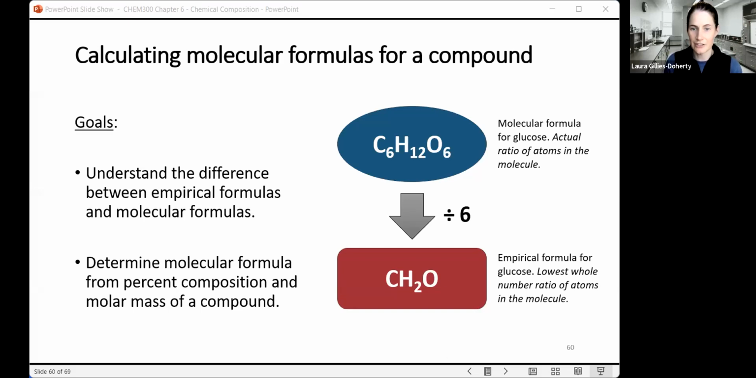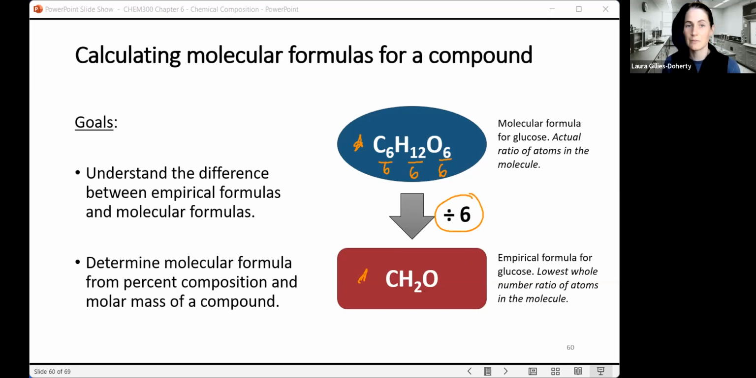So the figure that I have on this first slide shows one of the key concepts of this section. Up top is the molecular formula for glucose, C6H12O6. And then if we divide everything in that formula by 6, so the 6 moles of carbon divided by 6, 12 moles of hydrogen, and the 6 moles of oxygen, we get CH2O, which is the empirical formula for glucose.